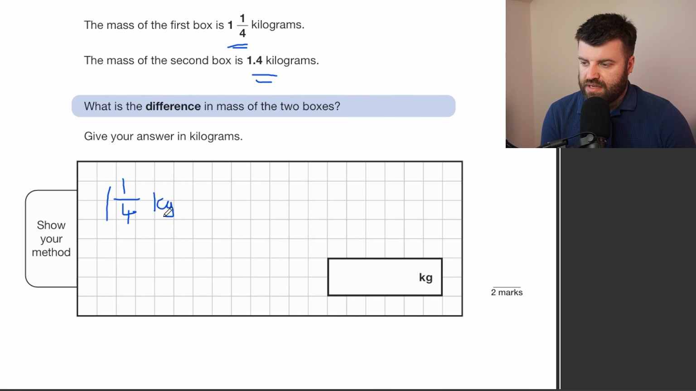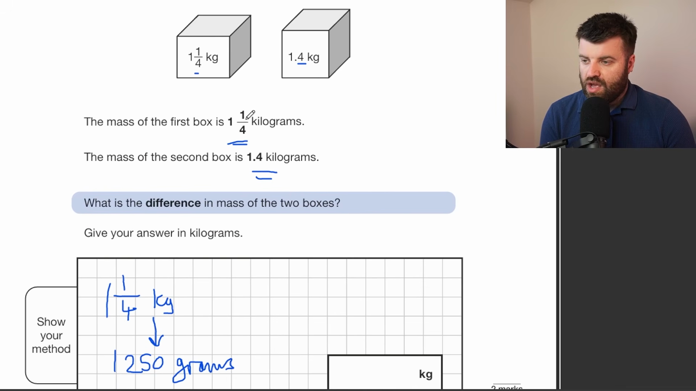1.25 kilograms. I'm just going to put it into grams. That might help me. Super. I'll show you a quicker way after. 1/4 of a kilogram: if you know a kilogram is 1,000 grams, a quarter is 250. So we have 1,250 grams is 1.25.